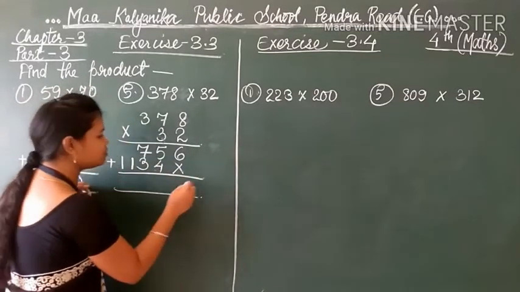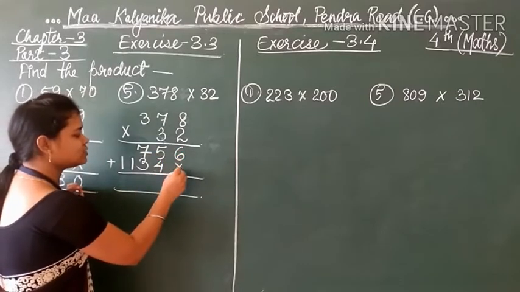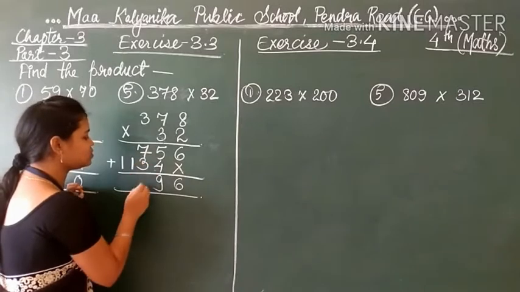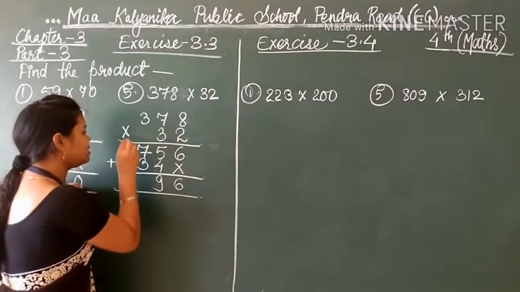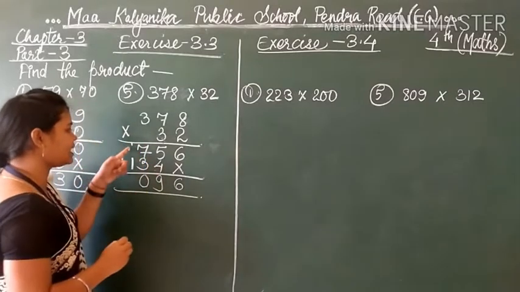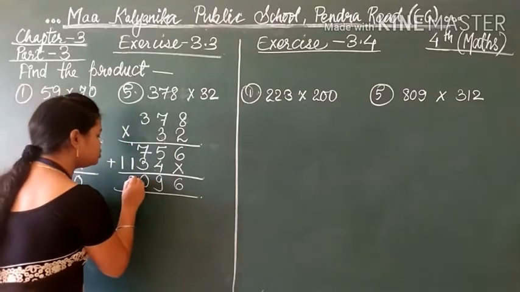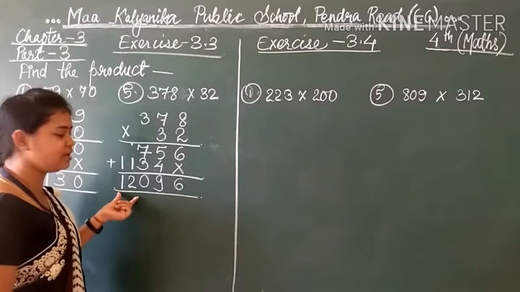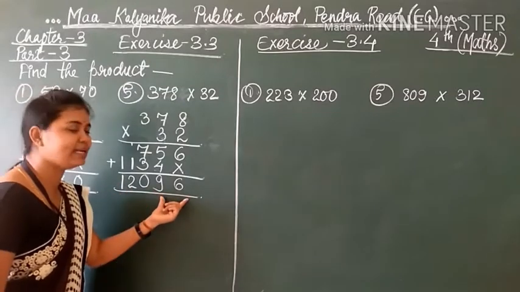Then add these both numbers. So 6 plus 0 is 6. 5 plus 4, 9. 7 plus 3, 10. 1 carry will be here. 1, 0. Very small carry I am taking. 1 plus 1, 2. And this is 1. So the answer, the product received here is 12,096.